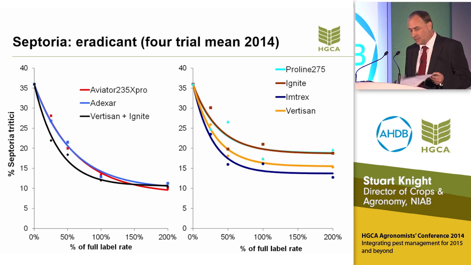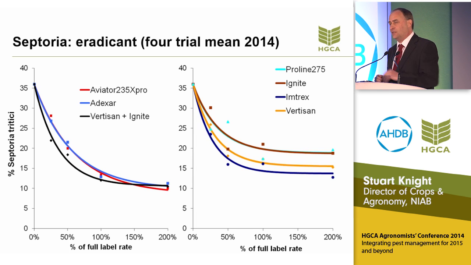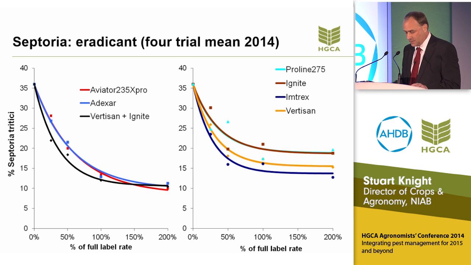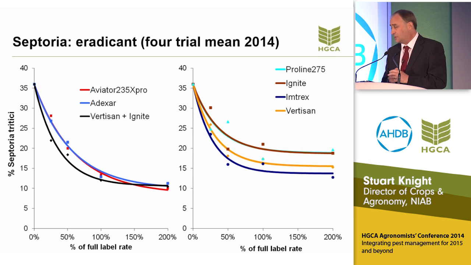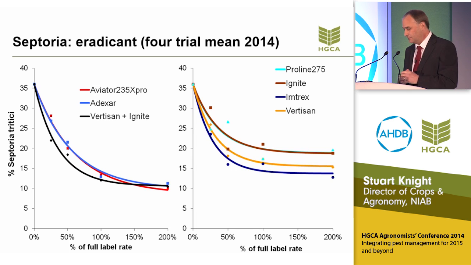Okay, so that's the Septoria protectant activity. As you know, we test products separately as protectants and eradicants by looking at the leaf layers in which we're getting control. So this is now the eradicant activity. I've moved straight to the 4 trial mean data. So 4 trials in 2014 gave us eradicant data. Let's start again on this side.